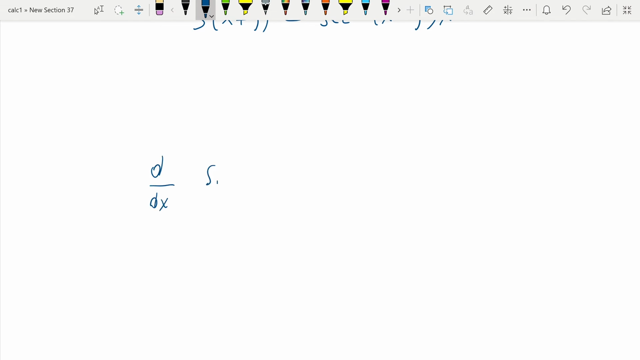So for instance, arc sine of x. This does not mean this. It's not the same as 1 over sine x. This is just notation for the inverse function of sine. So this is not the same as that. Okay, they're not equal to each other. This is just notation. I could have used something different here, like sine circle of x, but it just means that this is notation for the inverse of sine.